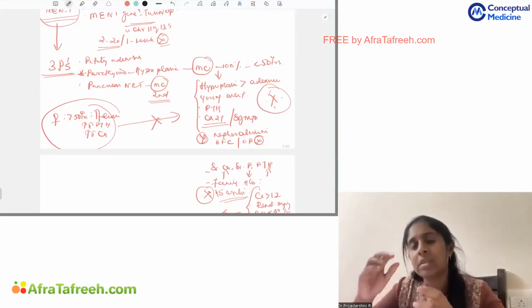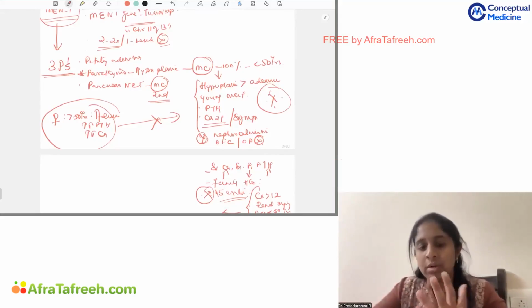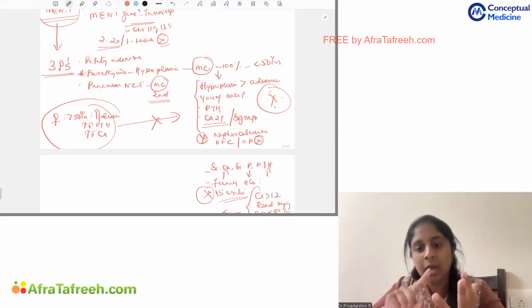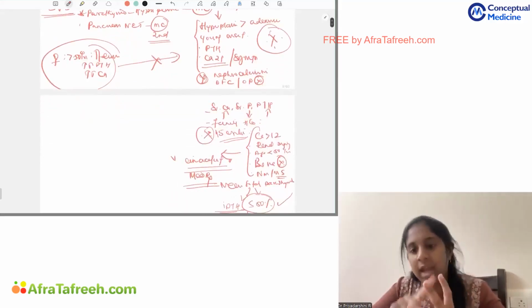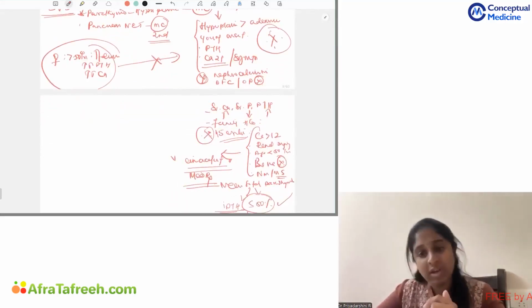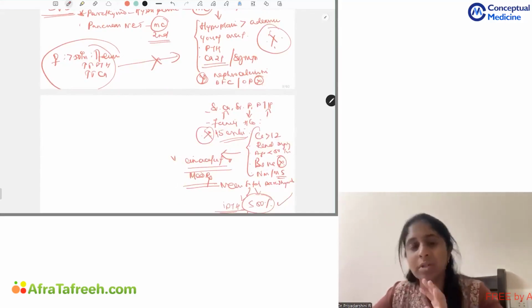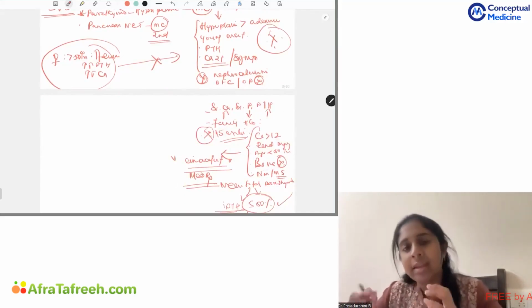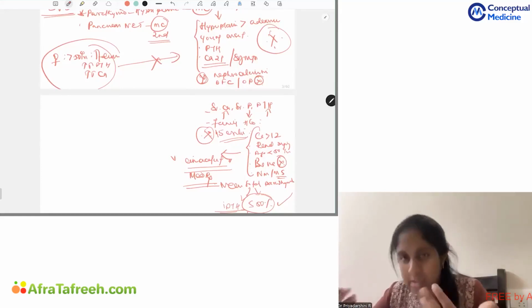And when are you going to treat? Usually, when the first five criteria are satisfied, you are going to treat. The calcium level should be higher than 12. Renal injury should be there. Age should be less than 50. Bone manifestations should be there. Neuromuscular and musculoskeletal manifestations should be there. And the ideal treatment modality would be to go for surgery.